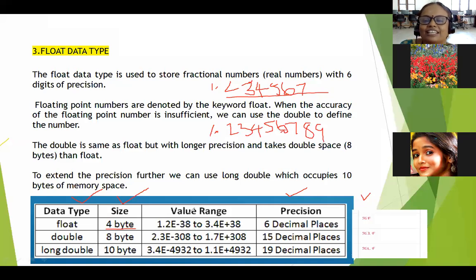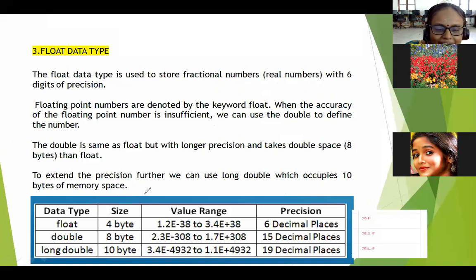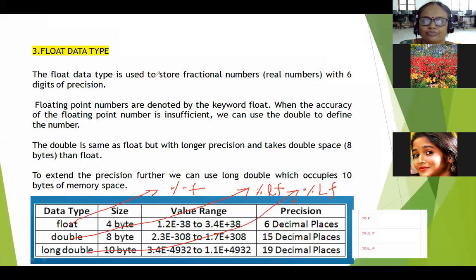This is almost 8 digit precision. This is 10 digit precision. Is it clear? Oh, you are unable to see the percentage. I will put it here. Percentage F for float, percentage LF for double, and long double is percentage capital LF. Are you all clear?